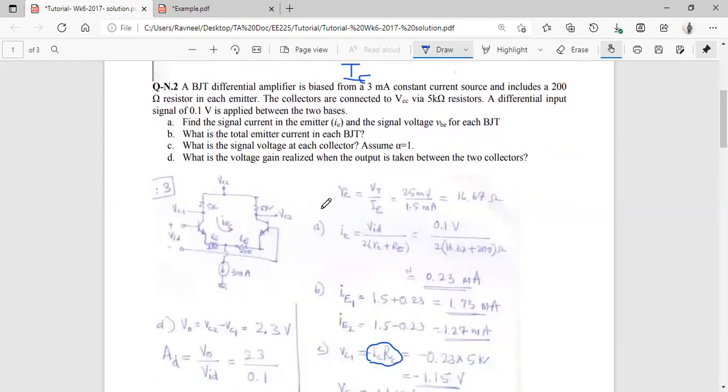In that particular case, if you write our IE formula, it will be the differential input voltage divided by 2 upon small RE plus capital RE. This is a small RE plus a capital RE. So this is the formula for our small IE.